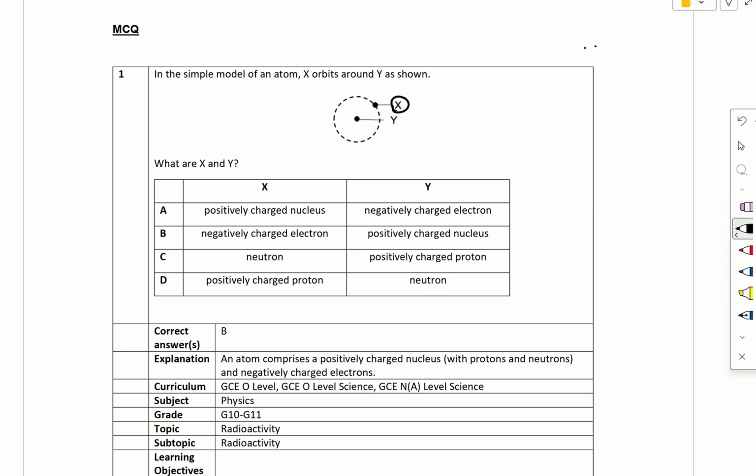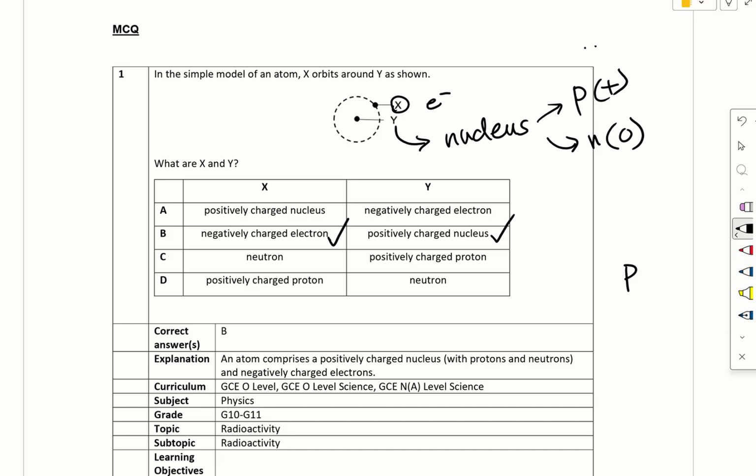So X must be an electron, okay, and Y can be a nucleus that contains protons that are positive and neutrons that have no charge, okay. So let us look at X. X must be a negatively charged electron because electrons are negative, and then Y will then be a positively charged nucleus. Okay, so answer is B.